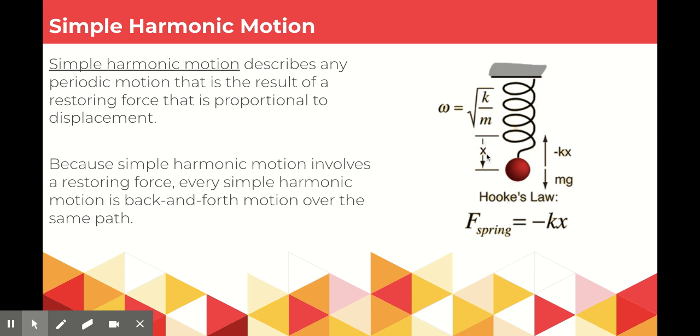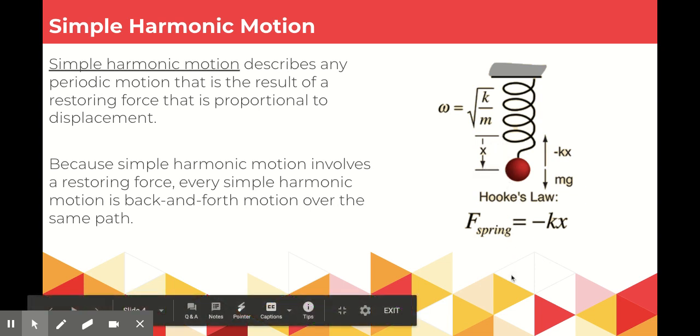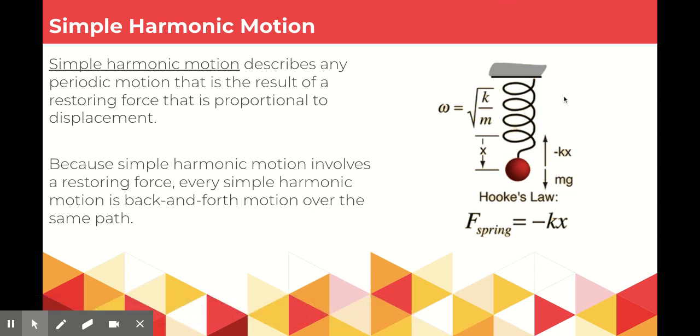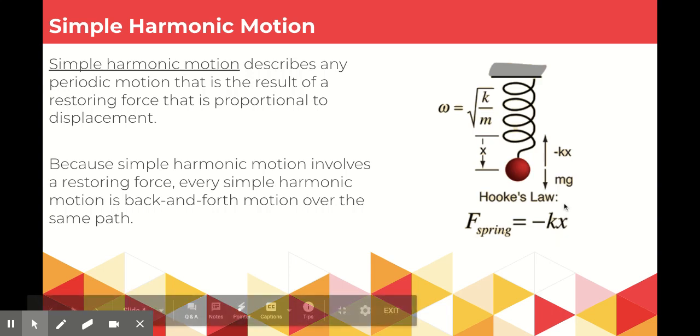So we know that this x here is going to be our displacement. However much we displace this spring will determine the amount of restoring force it has. So if we increase x, which is our distance, and we're multiplying that by the spring constant, that's obviously going to increase the restoring force of the spring.